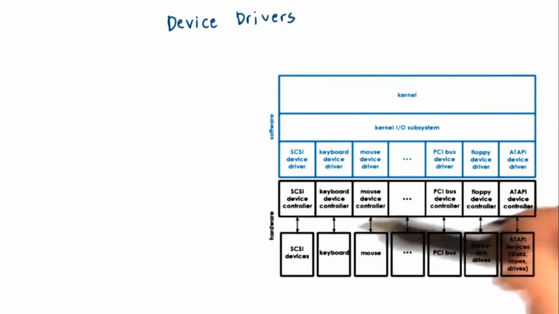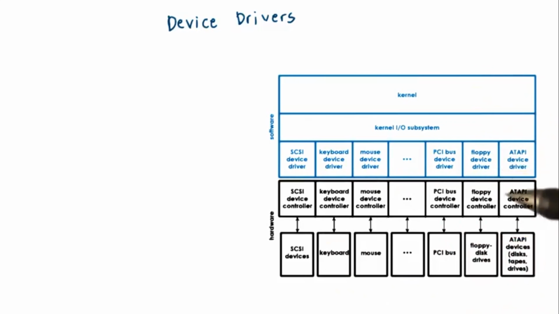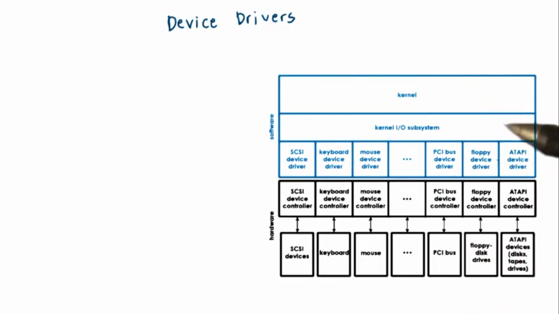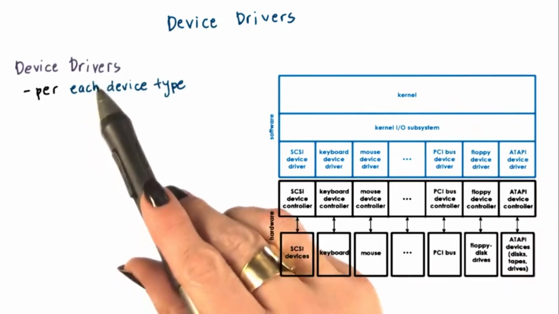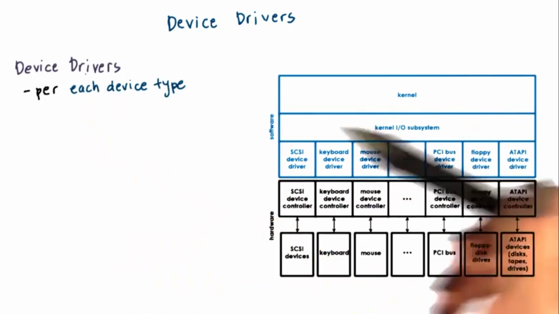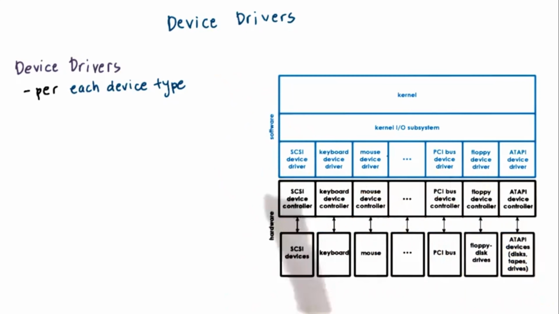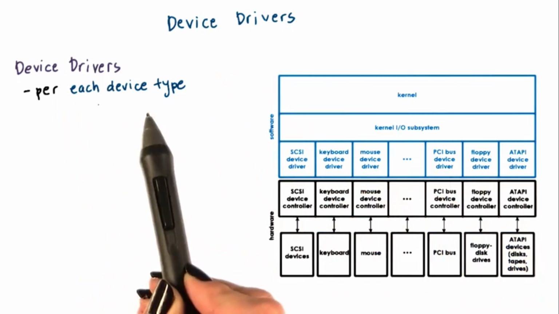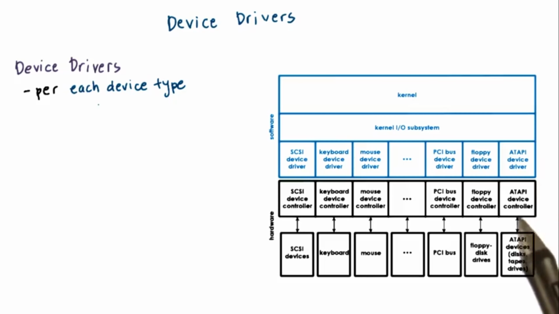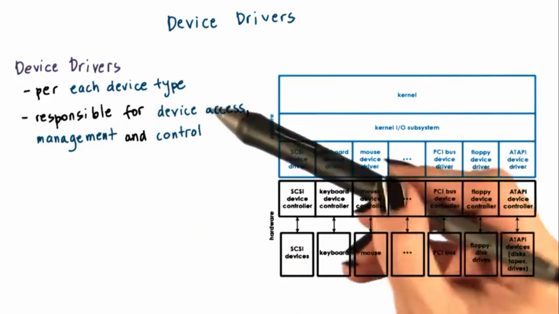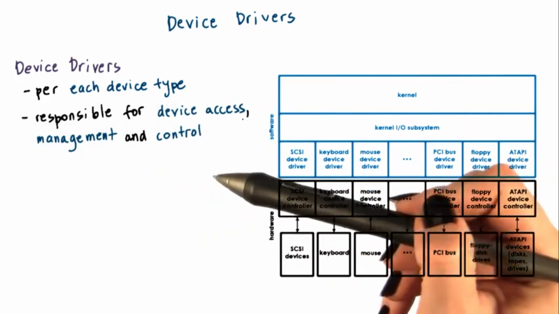Operating systems support devices via device drivers. Here's a chart that shows where device drivers sit with respect to the rest of the operating system and the actual hardware they manage. Device drivers are device-specific software components, and so the operating system has to include a device driver for every type of different hardware device that is incorporated in the system. Device drivers are responsible for all aspects of device access, management, and control.